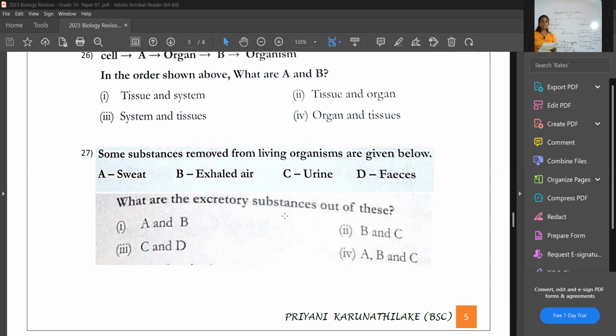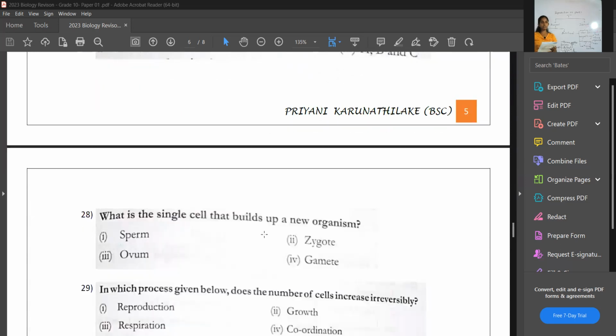What are the excretory substances? Sweat, inhaled, exhaled air and urine. A, B and C. Feces is not an excretory substance. You have to remember that one. Feces means the undigested food, right? And it is not produced in the metabolic activities. Normally, we consider as excretory substances the waste products that form during the metabolic activities. So, sweat, exhaled air and urine are the excretory substances, right?